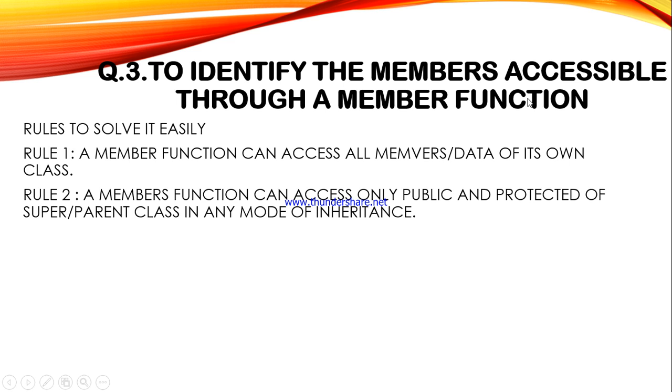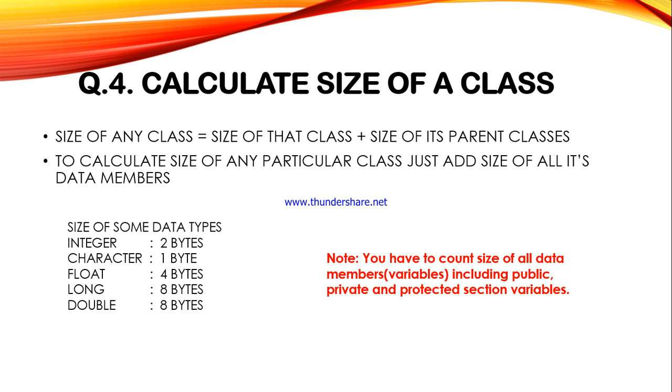To identify the members accessible through a member function, here are the rules. A member function can access all members or data of its own class. You have to write all the members, all the variables or functions that were asked in the question, on your sheet. Secondly, you have to write all the public and protected members of its parent class, in any mode of inheritance.